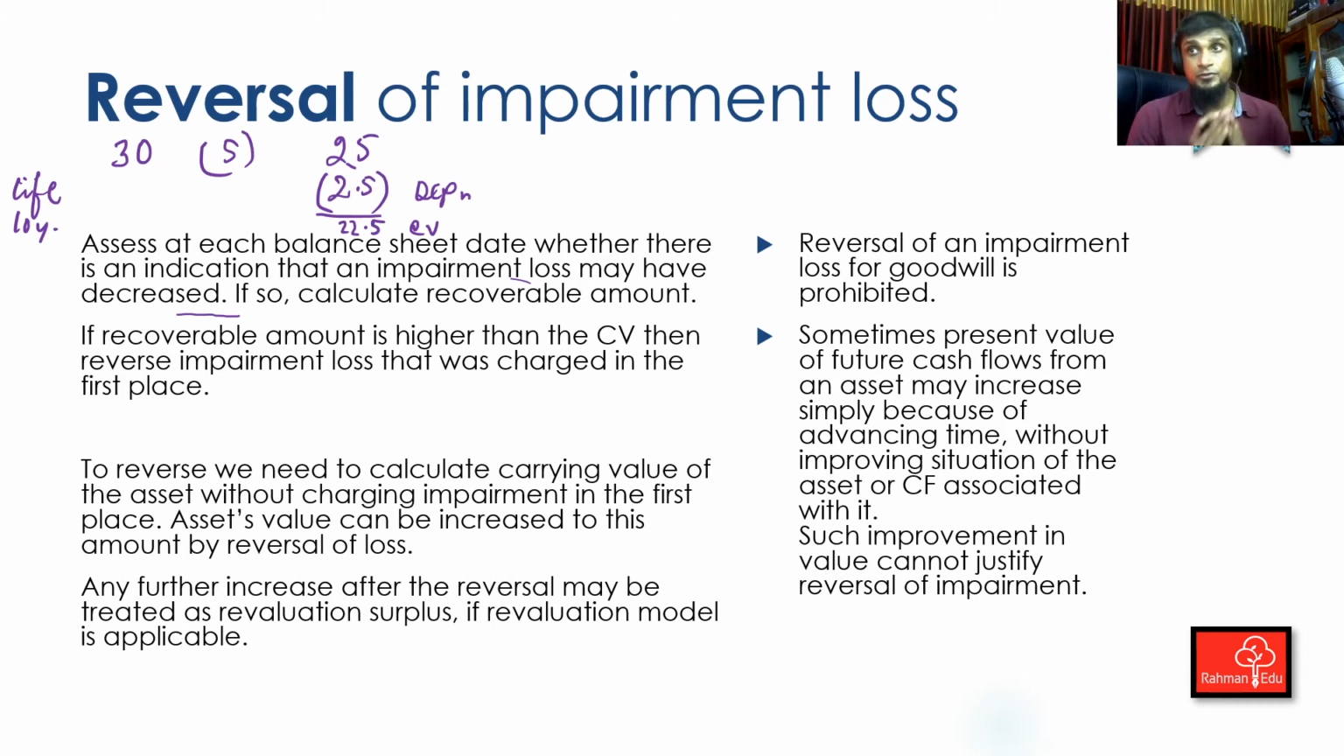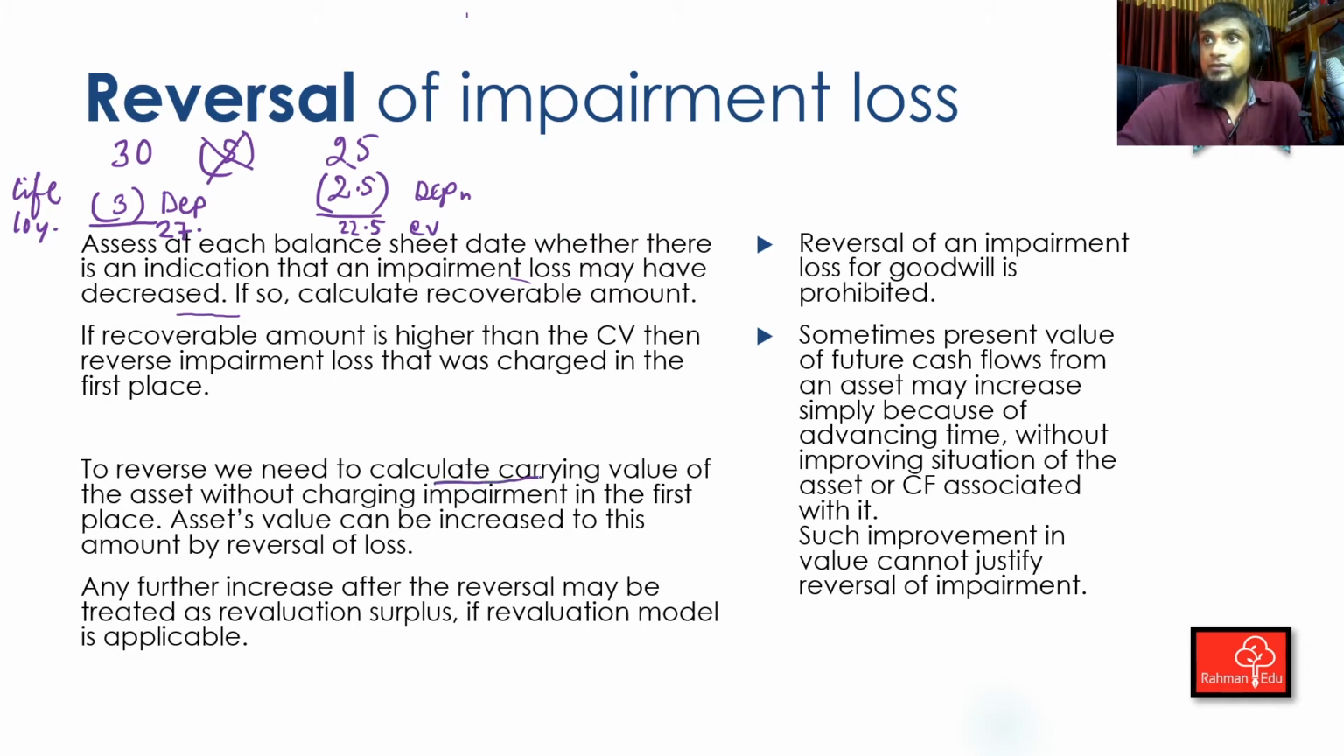impairment loss. Right. So in order to reverse it, we need to calculate the carrying value that the asset should have had without charging the impairment in the first place. Means if I do not charge impairment $5 million on the asset last year, then what would have been the carrying value of that asset? We would have calculated depreciation 3 instead of 2.5, and carrying value of that asset would have been today, without considering that impairment loss, $27 million.